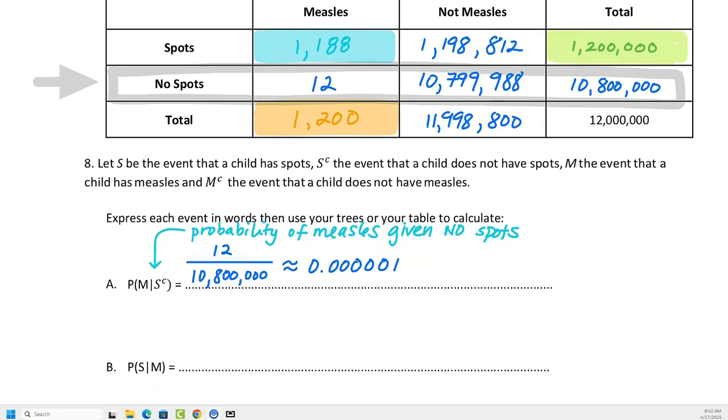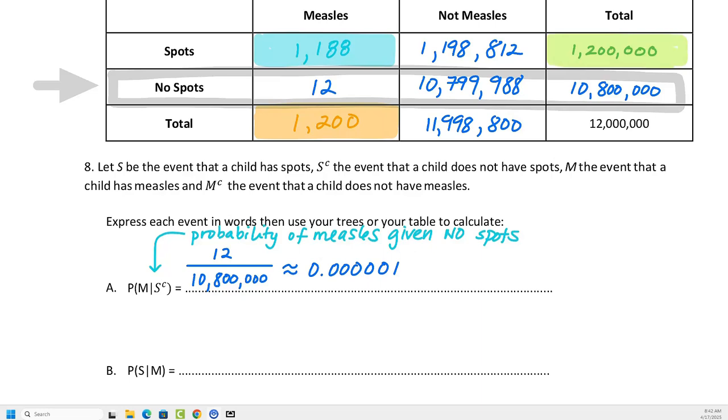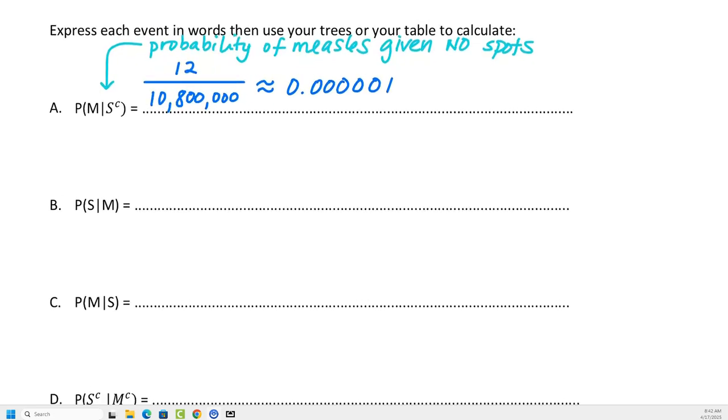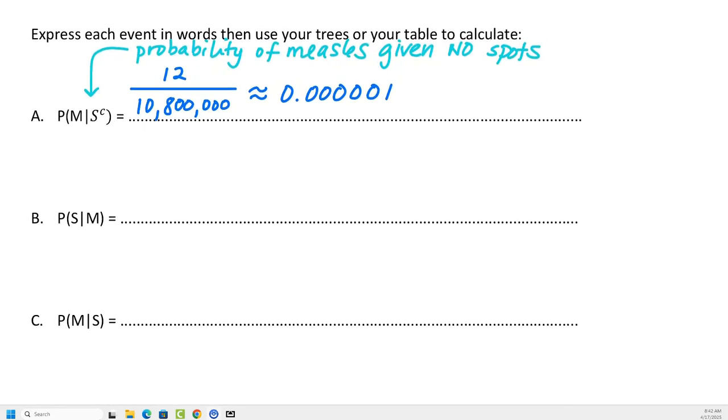Let's take a look at the next one and let's interpret what this one means. I'm going to delete the highlighting that I have here. And let's take a look now at the next one. So this next one, right, this is the probability of S given M. Well, S is spots, so what's the probability of having spots given that they have measles? So now we know they have measles, so what's the probability that they have spots?